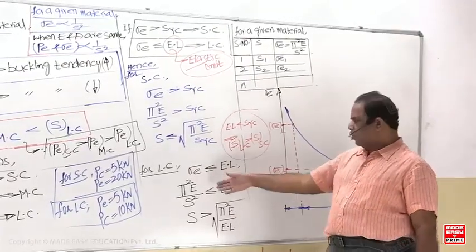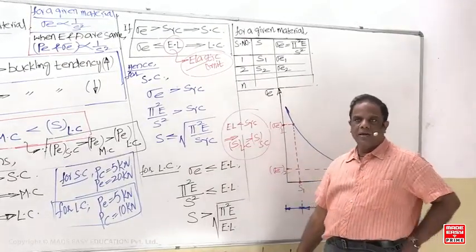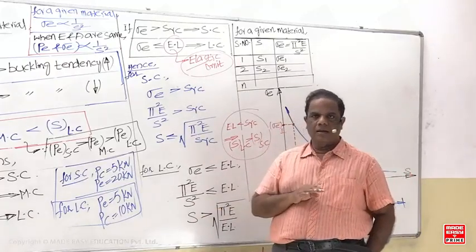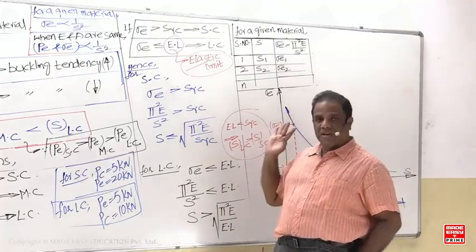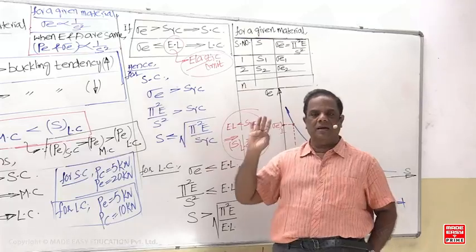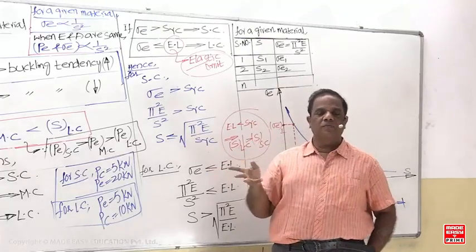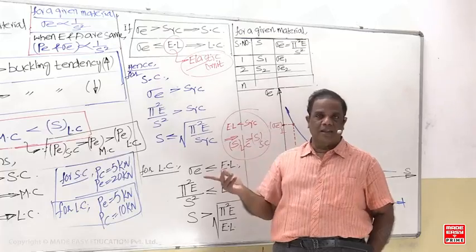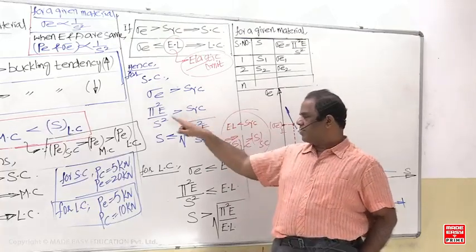Whatever you have studied, these are all valid for a given material. If the material changes, the limits will change. What I have written is for steel, so it is better to always remember steel. Similarly, if somebody asks how you will get it for another material, what is the answer? We can explain this.